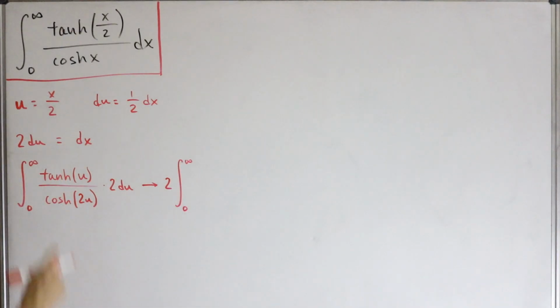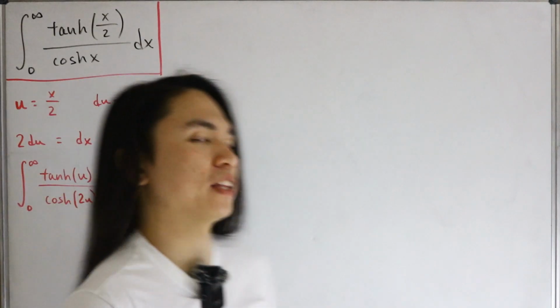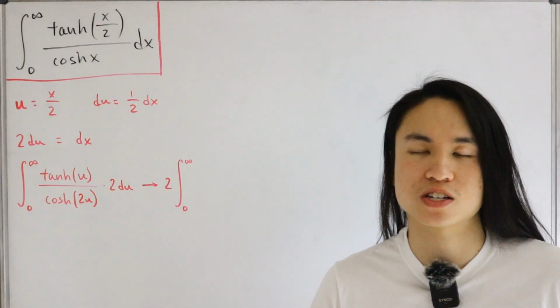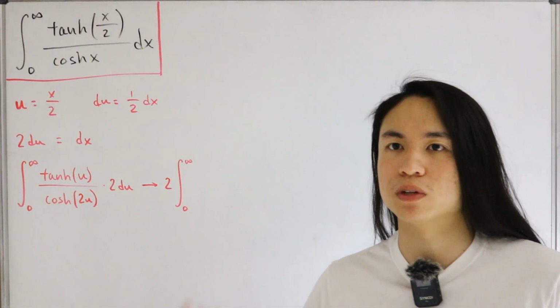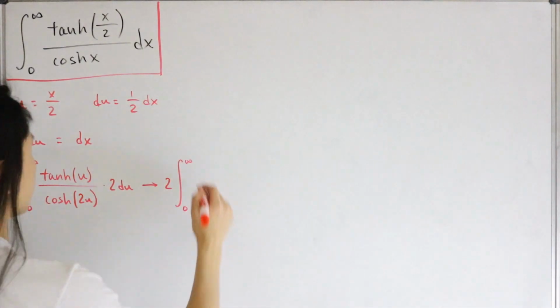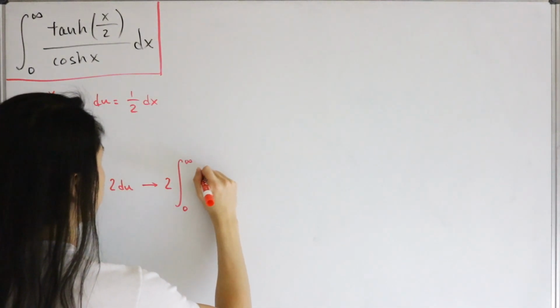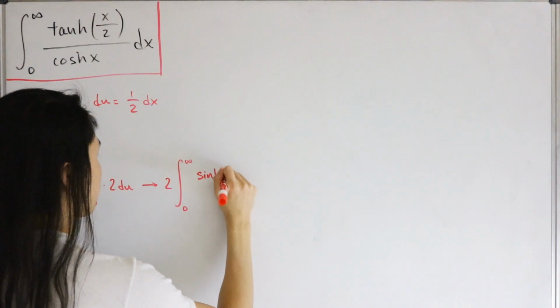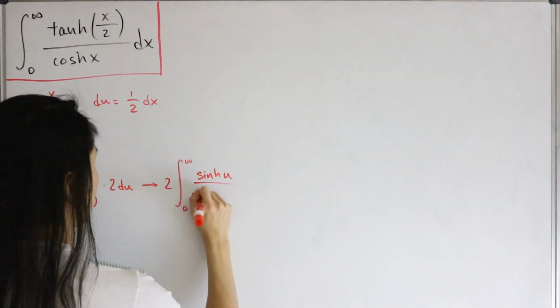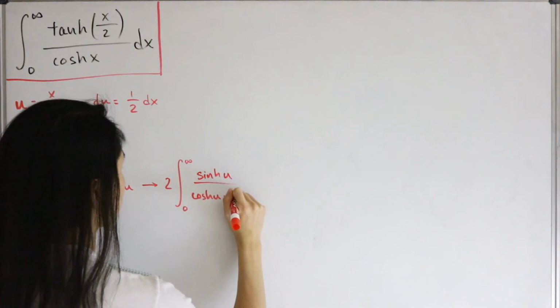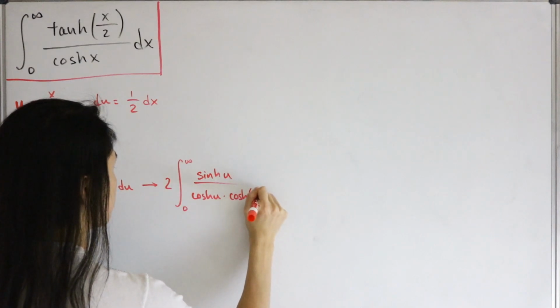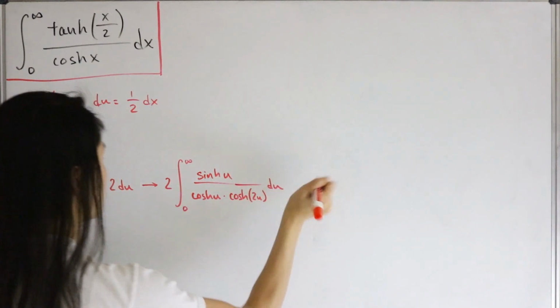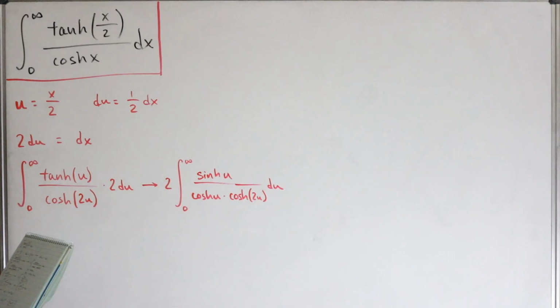Now what I can do here is that for the hyperbolic tangent of u, we can use that nice property that it's the same thing written as the hyperbolic sine divided by the hyperbolic cosine. So with that being said, we have the hyperbolic sine of u divided by the hyperbolic cosine of u, multiplied by the hyperbolic cosine of 2u, and then du. So now continuing forward, where do we go from here?